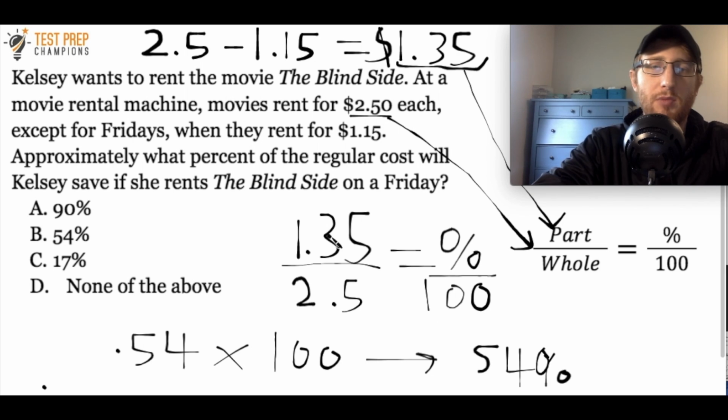Okay, so again, we did 1.35 divided by 2.5. That gave us 0.54. Then we did 0.54 times 100, and we got the final answer, which is B, 54%.